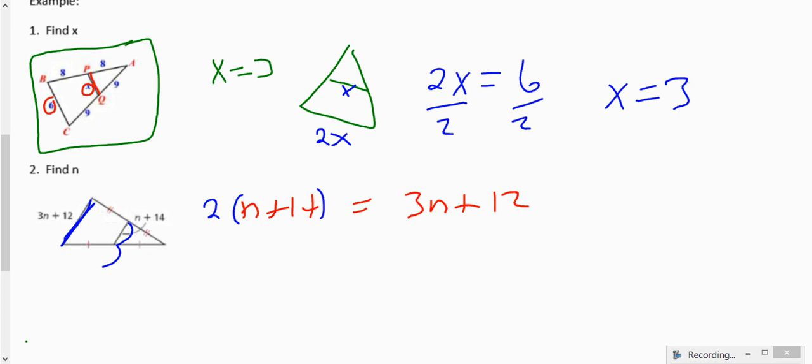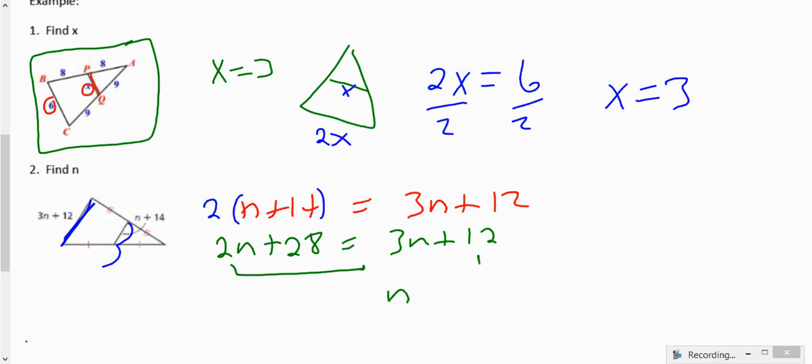And then from there you have a couple of choices. You could distribute or divide by 2, that's up to you. So I'm going to go through this quickly because I know we can do the algebra. So I distribute the 2. Now if I combine like terms, if I move the 2n to the right side by subtraction, I get n. If I move the 12 to the left side by subtraction, I get 16. That's one way to do it. So n is 16. And this ends section 3, video 4.